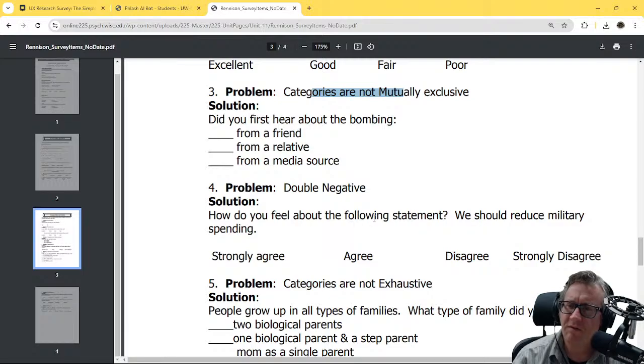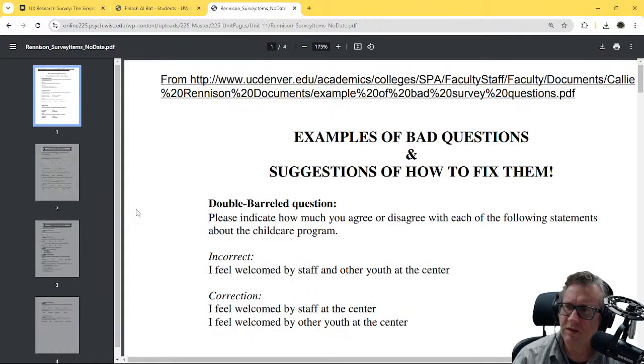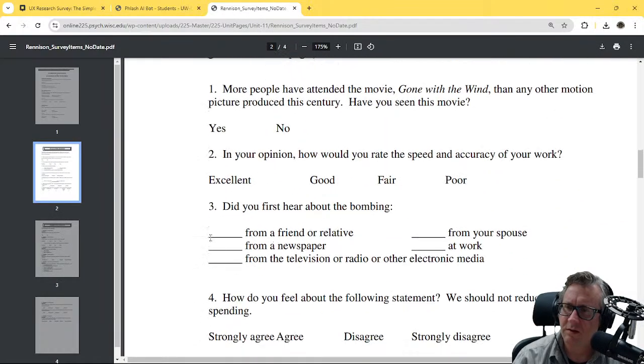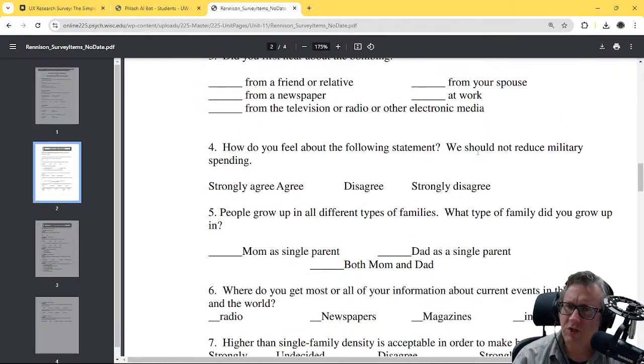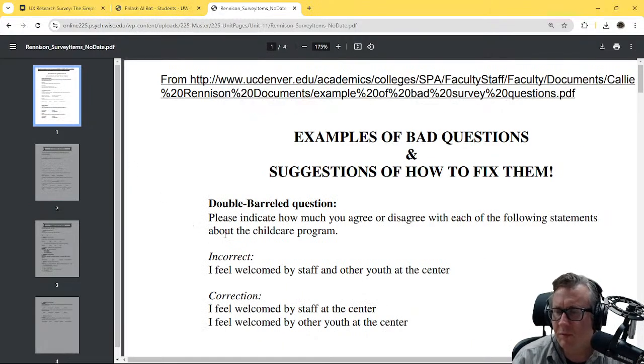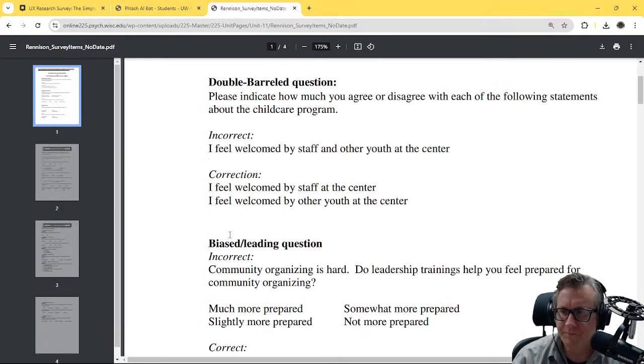How do you feel about the following statement? We should reduce military spending. What was the way it was written? We should not reduce. Oh, so should not and then reduce. That would be a double negative, I guess. All right. So those are the three big things to avoid.